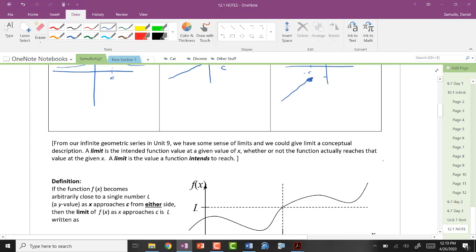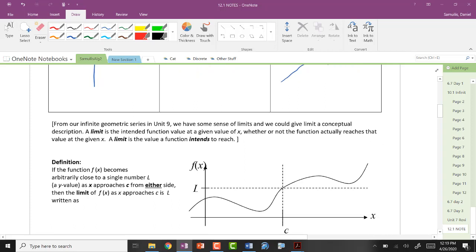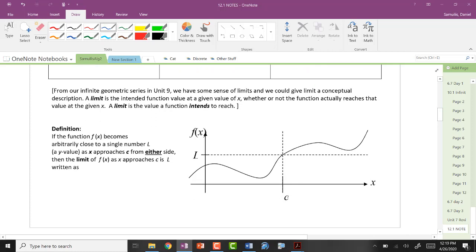A limit is not what the value actually is. It's all about what it is approaching from the left and the right side. So as you're following, here's our C value. As you're approaching this C value from the left side and from the right side, they are coming together at a particular value, in this case L, at a particular Y value.